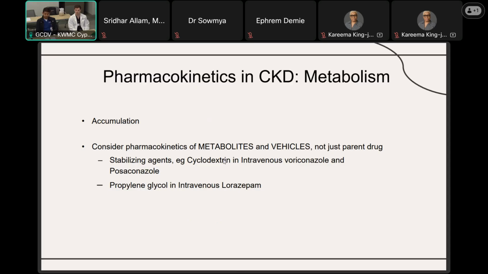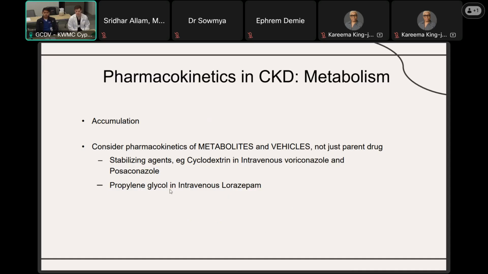What happens is, in patients with kidney disease, even if the primary medication may not cause a problem, sometimes these vehicles will accumulate, and these vehicles can have toxic effects. So something to watch for. So we know that propylene glycol in intravenous lorazepam, and this is often a board question for the fellows, will actually give metabolic acidosis. So when patients are given intravenous lorazepam in kidney disease, or if they are ESRD patients, propylene glycol can actually give you a metabolic acidosis.